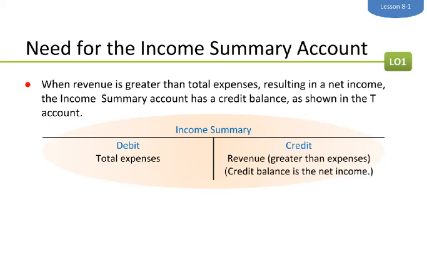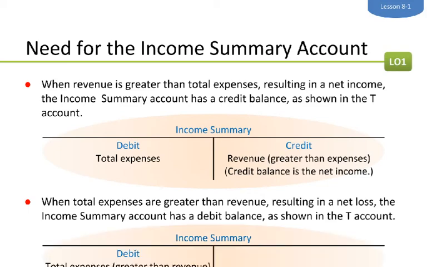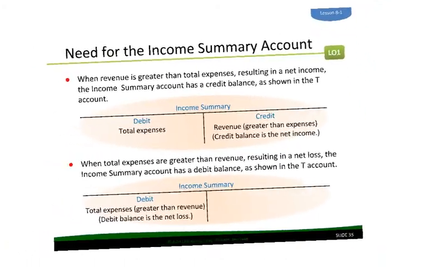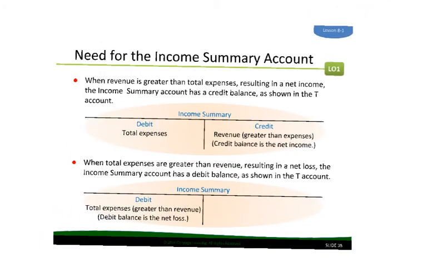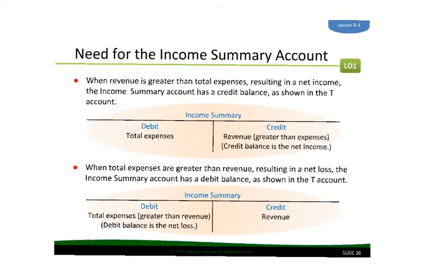A debit balance is when total expenses are greater than revenue, resulting in a net loss. The income summary would then be a debit balance, as shown in the T account. I'm trying to get this to where you can see it a little bit better. Oh, I have to do it again. Total expenses are greater than revenue. Debit is the loss.